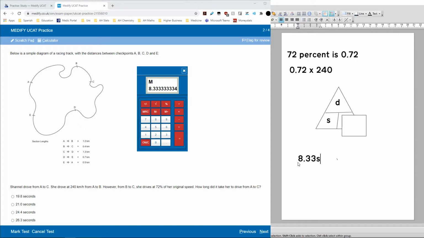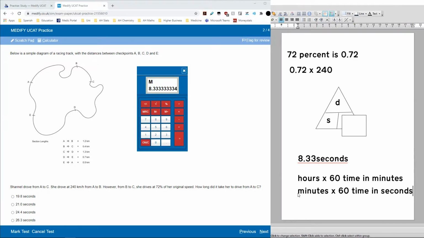So I'll write that down in my notes here quickly because I've got memory used. So 8.33 seconds. The complicated thing is when you worked out the time there, that's in hours. So originally we had a decimal of hours, but if you times time in hours by 60, you'll get time in minutes. And if you multiply the time in minutes by 60, you will get time in seconds. That's what I just did there.